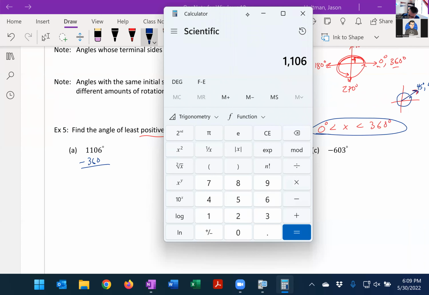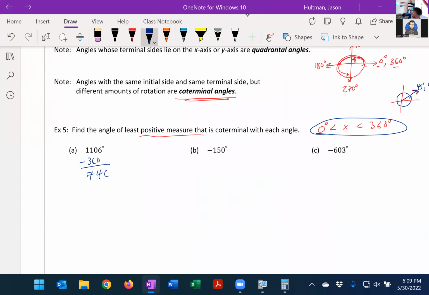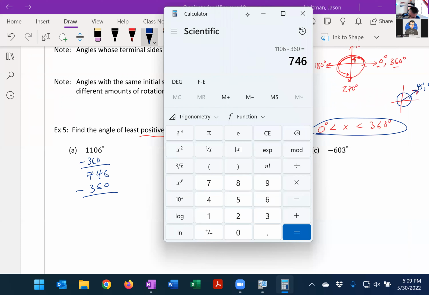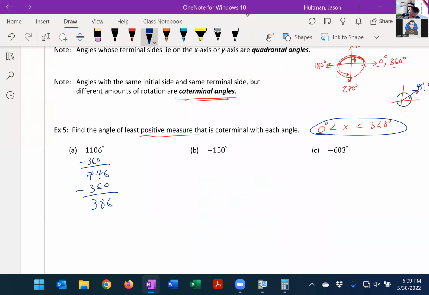1106 minus 360 is 746. That's still too big, so I'm going to chop it down again. 746 minus 360 is 386. That's still a little bit too big. We want it to be less than 360. So let's go 360 again, and I can do that one in my head. That's 26. So the smallest coterminal angle was 26 degrees for that 1106.